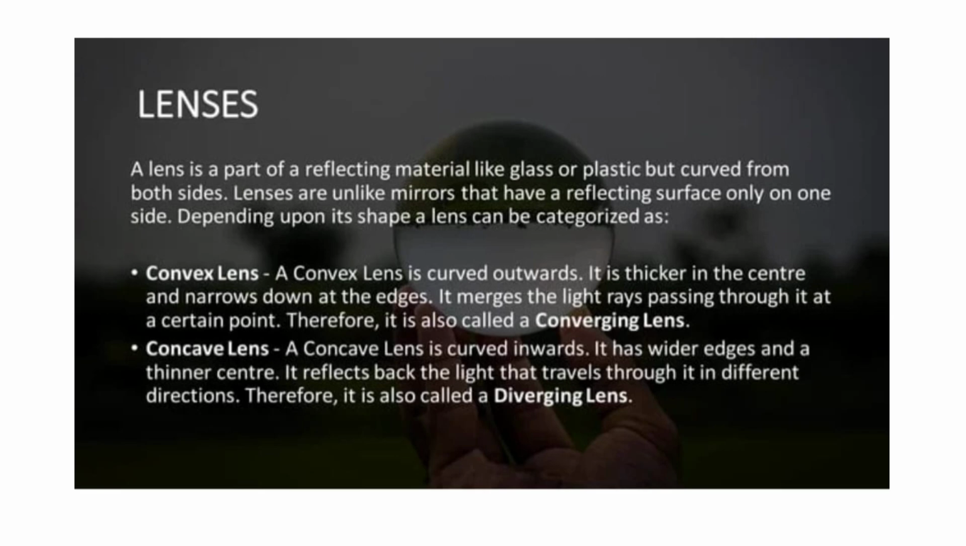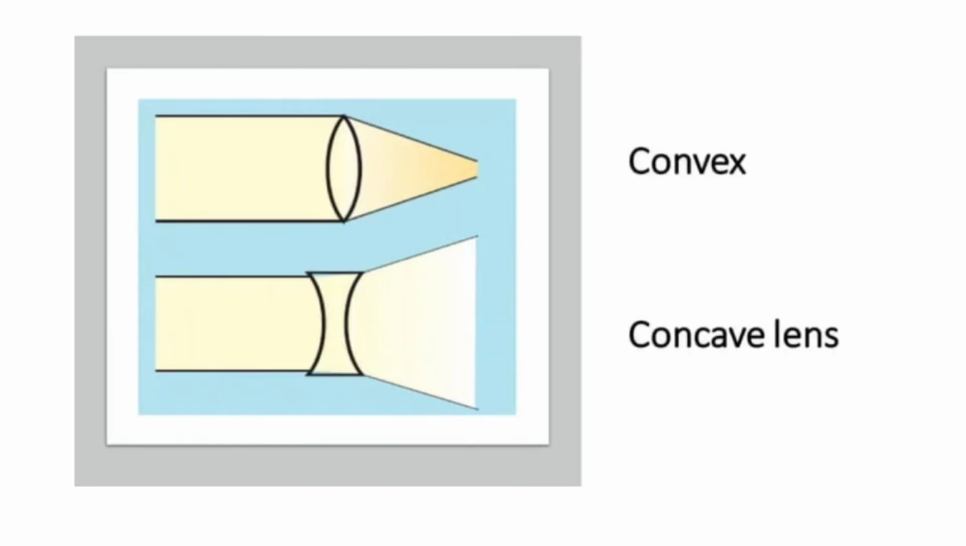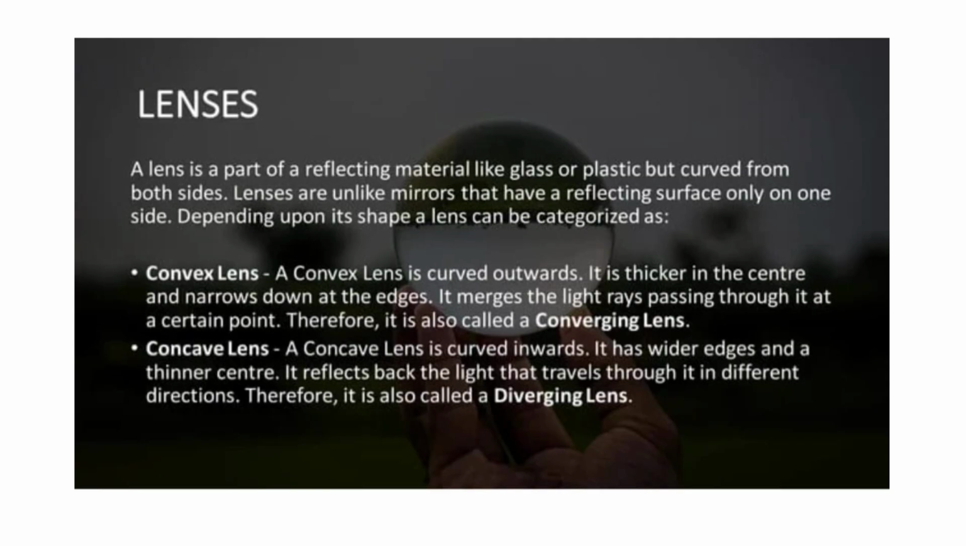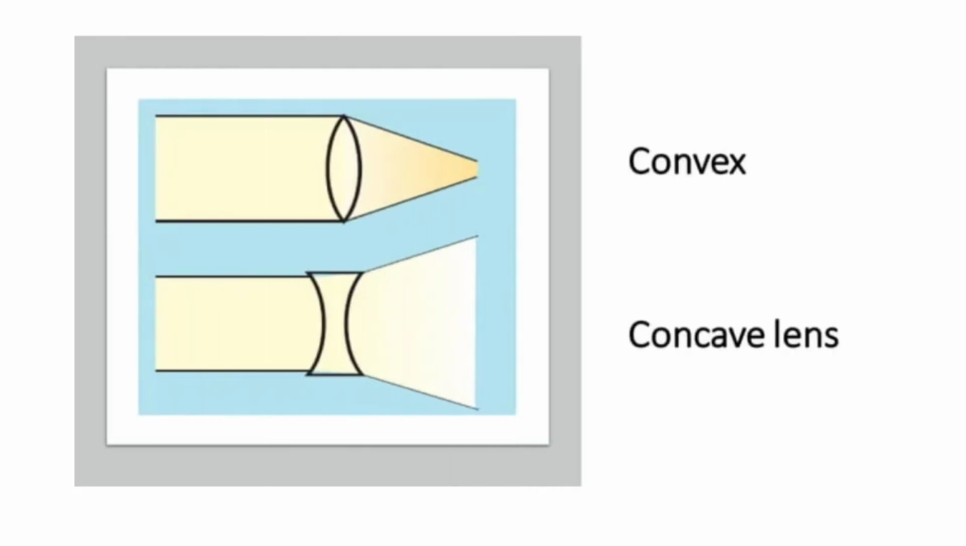A convex lens is curved outwards, it is thicker in the center and narrows down at the edges. It merges the light rays passing through it at a certain point. Therefore, it is called a converging lens. Concave lens is curved inwards, it has wider edges and a thinner center. It spreads out the light that travels through it in different directions. Therefore, it is also called a diverging lens.